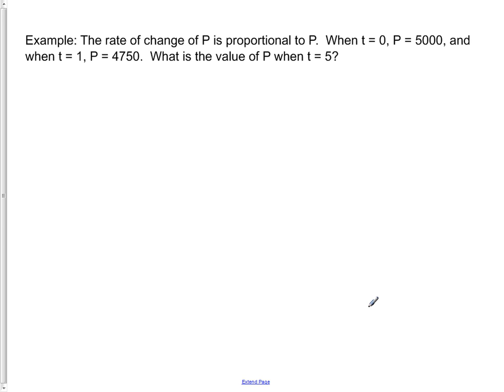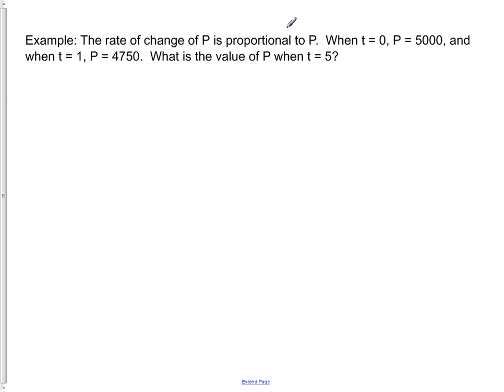Okay, so let's talk about another example, the one that I think is kind of interesting right here. It says, let's say we've got the rate of change of p is proportional to p. When t is equal to 0, p is equal to 5,000, and when t is equal to 1, p is equal to 4,750. So we ask, what is the value of p when t equals 5?